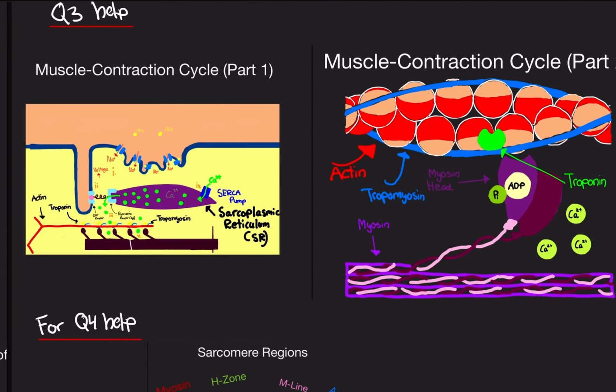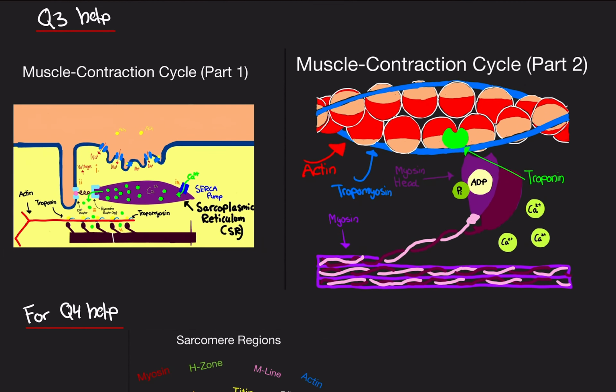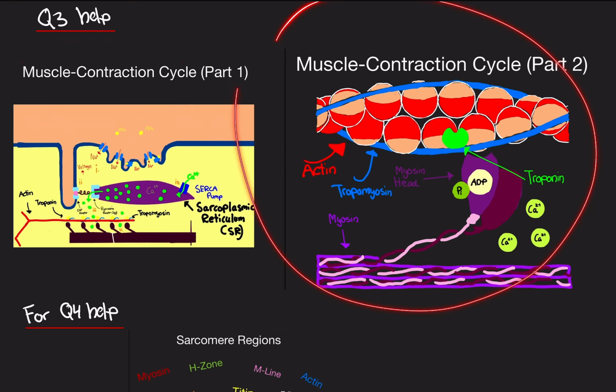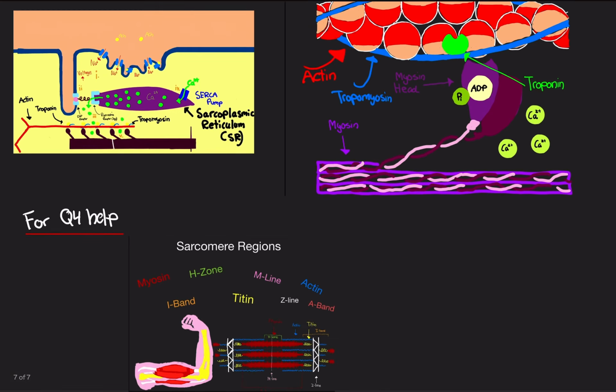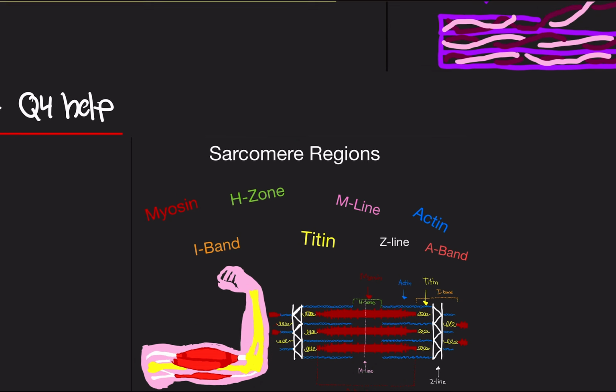For question 3, watch the muscle contraction cycle part 1 and muscle contraction cycle part 2. Both of these will help you, so you can answer all the questions. In question 4, just gotta watch the sarcomere regions, where I go over the myosin, H zone, titin, I band, M line, Z line, all that other stuff.